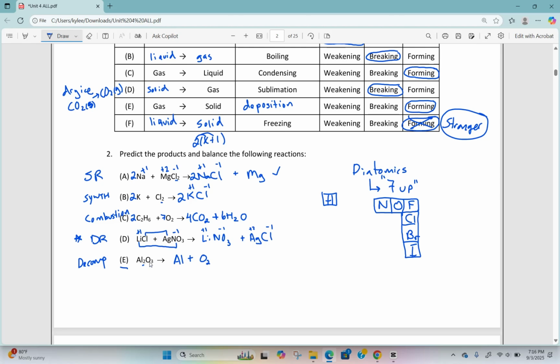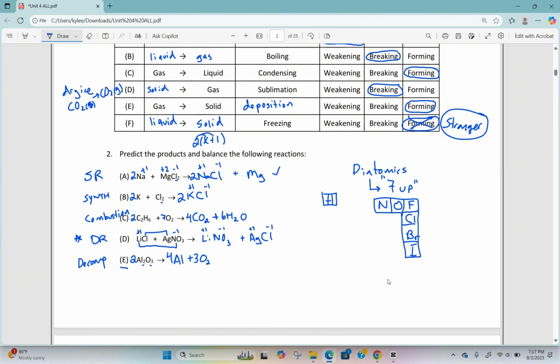I notice I have 3 oxygens on the left and 2 on the right. So when you have a 2 versus 3, it's easiest to get them to balance at 6. That's the least common multiple between them. So if I put a 2 here, that's going to be 2 times 3, which gives me 6 oxygens, which means I need a 3 here. 3 times 2 is 6 oxygens. And then finally, 2 times 2 would give me 4 aluminums.